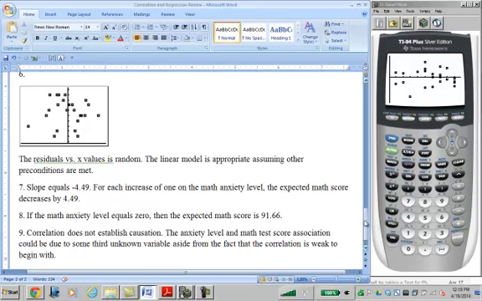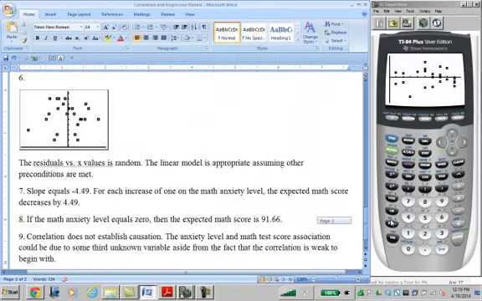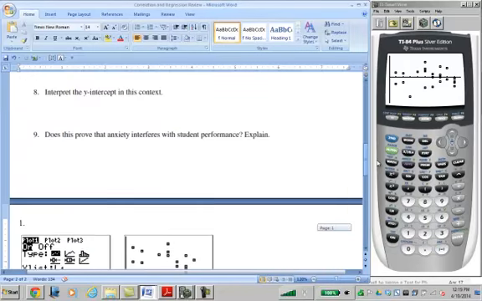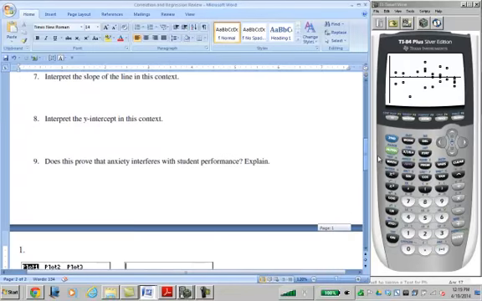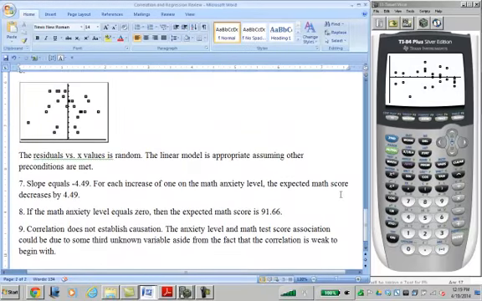Okay, the next question is, what is the meaning of the y-intercept? Okay, and that's A. If the math anxiety level equals 0, then the expected math score is 91.66. Last question. Does this prove that anxiety interferes with student performance? Correlation does not establish causation. That was our little mantra from the first semester. The anxiety level in math test score association could be due to some third unknown variable, aside from the fact that the correlation is weak to begin with.